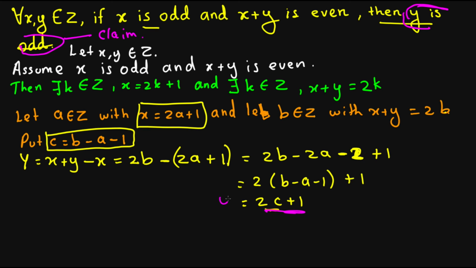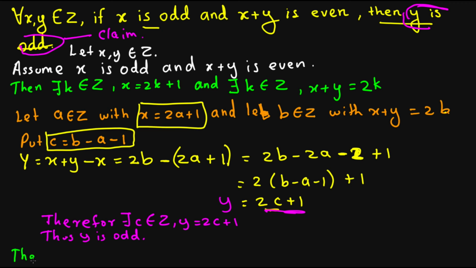Now here we proved y is equal to 2c plus 1. So we can say therefore there exists a c belonging to the integers such that y is equal to 2c plus 1. That means y is odd. Thus y is odd. Finally we can conclude: therefore if x is odd and x plus y is even, then y is odd.